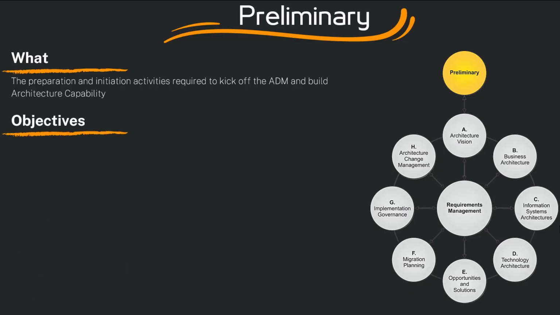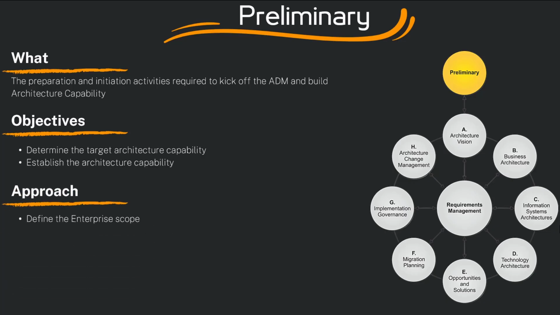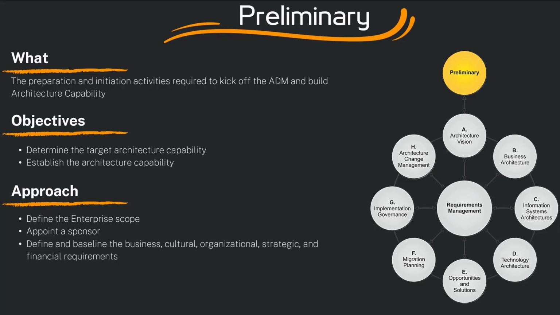Some of our goals include determining the target architecture capability and establishing the architecture capability. The way we do this is we start with defining the enterprise scope, including figuring out who our stakeholders are and those who will benefit from us doing the work. We have to find a sponsor or a flag carrier, someone who's going to help us when we are in trouble. We then define and baseline the business, cultural, organizational, strategic, and financial requirements of the work. We then define the architecture principles that will guide and inform our work. This helps us create the architecture phase.